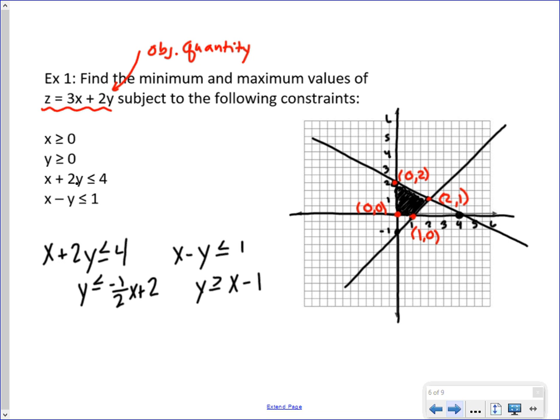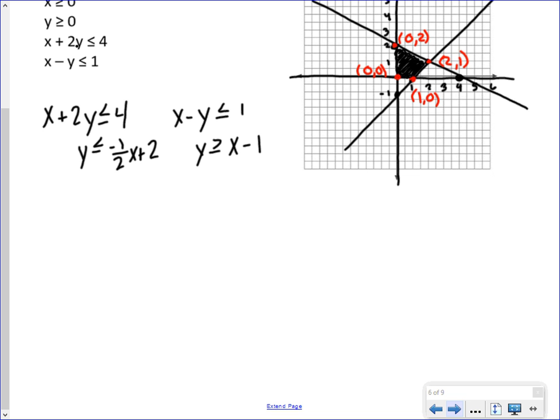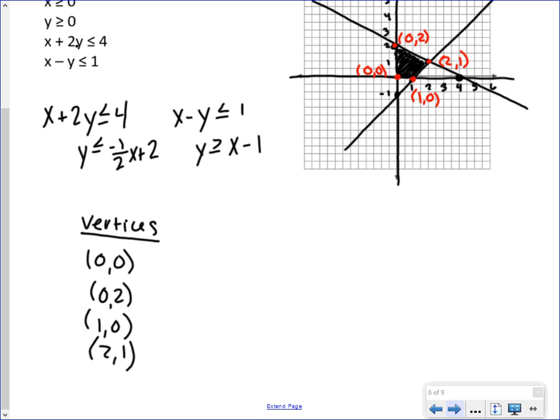Now, those are 4 of all the solutions that are included in that shaded region. So there's infinitely many solutions in that shaded region, right? Okay. But we know that if there is a min or a max, it happens at one of these corners. So we just need to test these 4 points into that objective function. So I'm going to go ahead and write down my 4 vertices. 0, 0, 0, 2, 1, 0, and 2, 1.